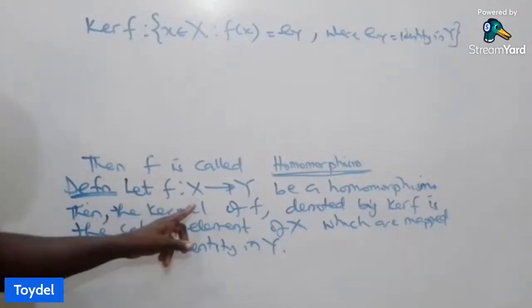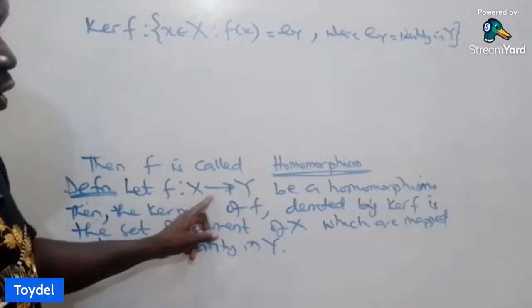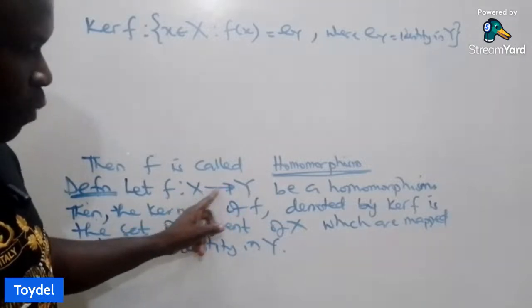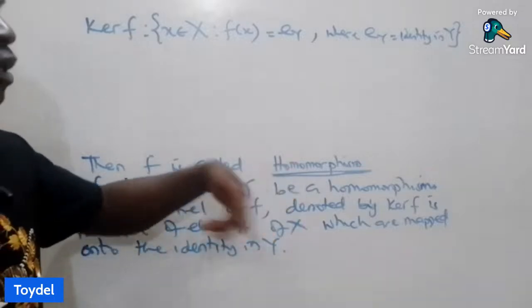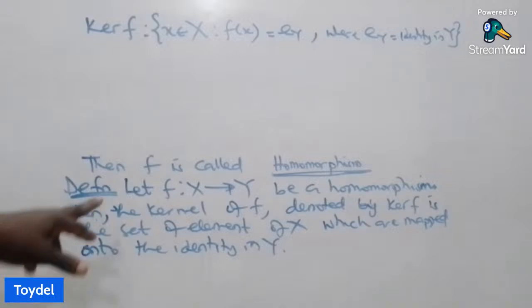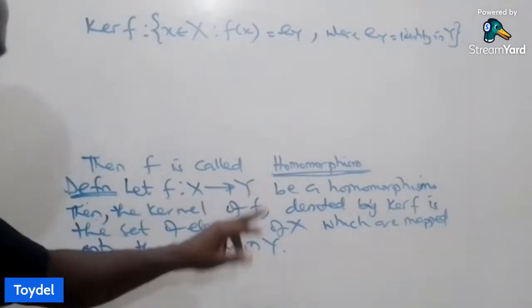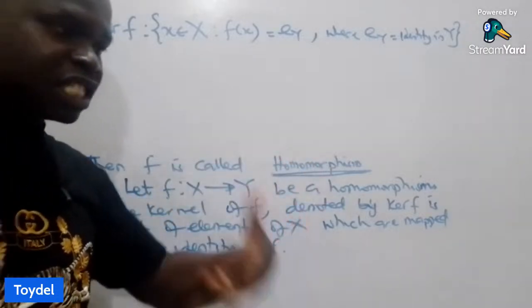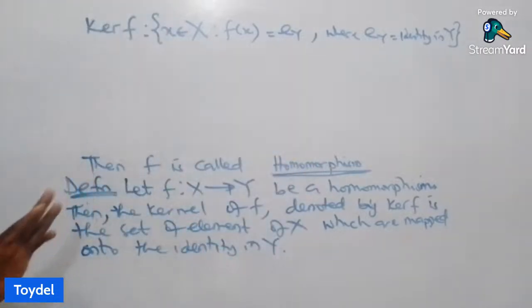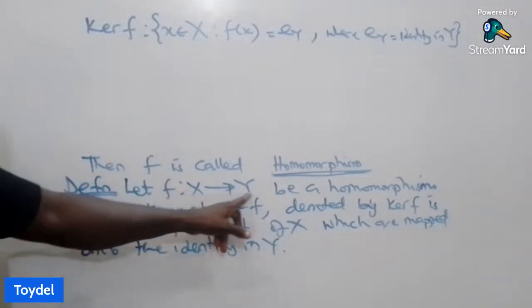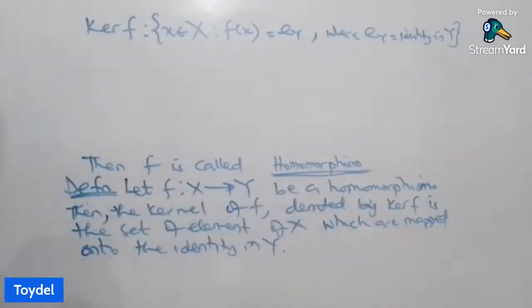F will have a kernel where we have X and Y here. They are not ordinary sets. These are groups. They have binary operation. But since we know that homomorphism is a mapping between two groups, we can just forget about the binary operation and write X and Y without any structure, because under homomorphism, the structure is preserved. So we say let F from X to Y be a homomorphism.